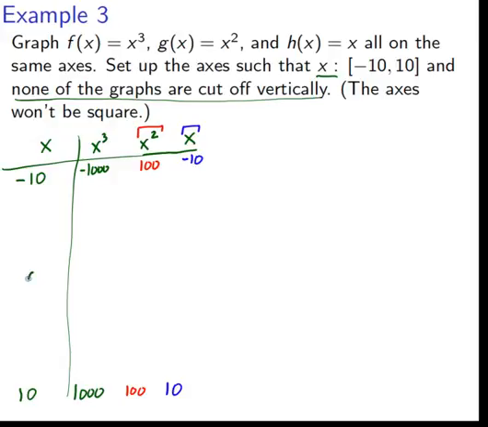So let's try some other things. Let's look at what happens in the middle. Well, in the middle, x cubed is at 0, x squared is at 0, and x is also at 0. Let's see what happens in the middle between the middles.